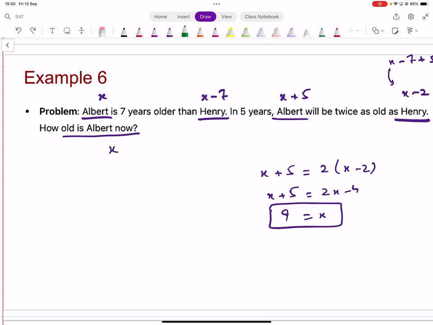His current age is 9 and Henry's current age is 2. After 5 years, Albert is 14 and Henry is 7. X is Albert's current age. अभी तो twice नहीं है ना? He'll be twice as old as him after 5 years.